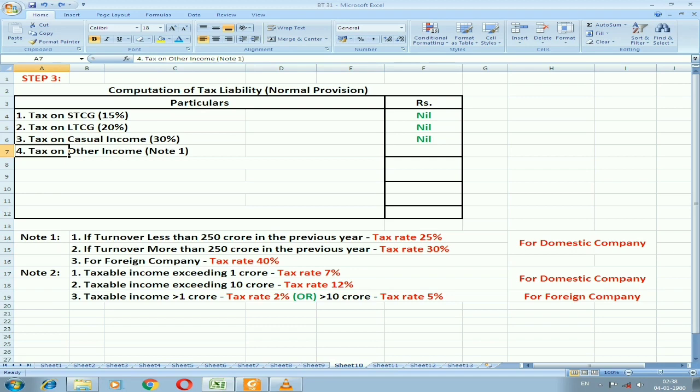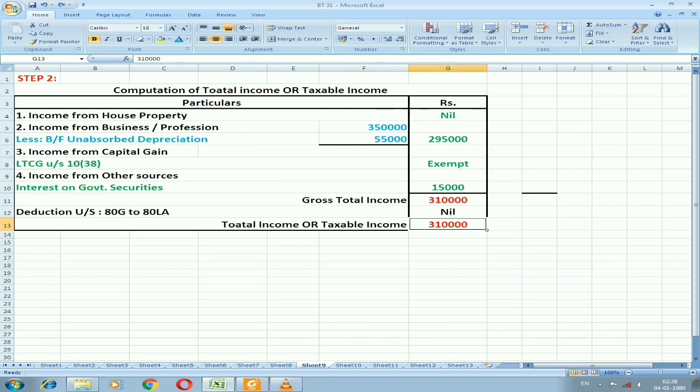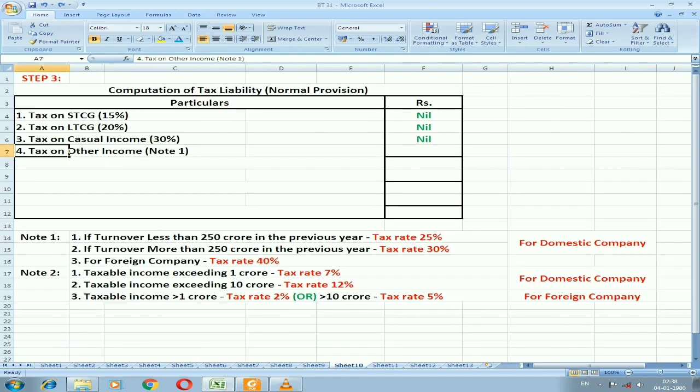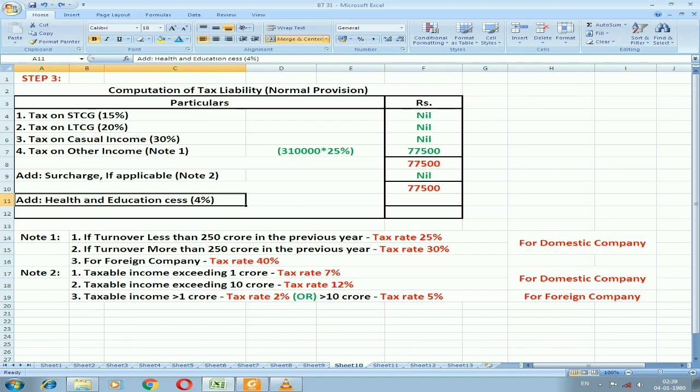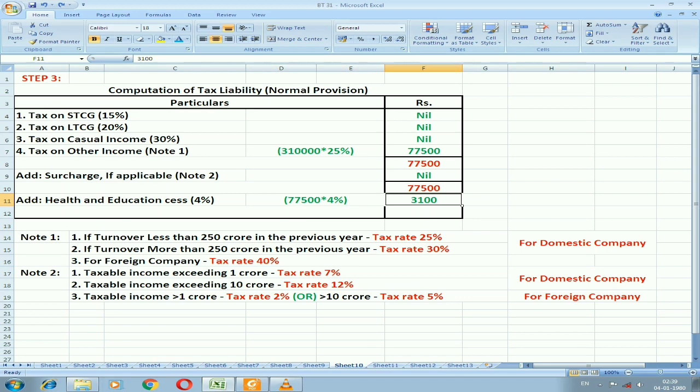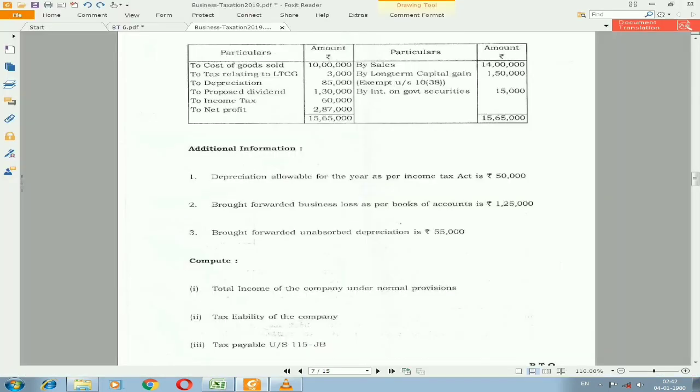Just take the total income what we got, that is 3,10,000. On that take 25%, because gross total income doesn't exceed 250 crores. So you will get 77,500. The total will be same. Surcharge will not be applicable because the total income doesn't exceed 1 crore. Then we need to add health and education cess, 4% on the total tax, 3,100. We'll get the tax liability under normal provision with the amount of 80,600.